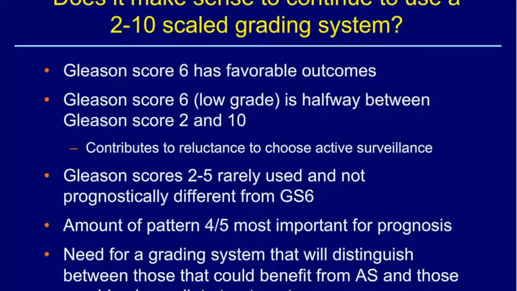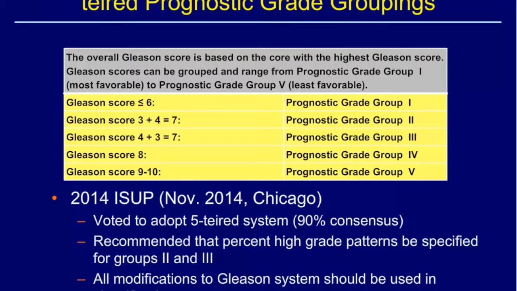And remember those tiers that I looked at, Gleason 6 or below, could be defined as prognostic grade group 1. 3 plus 4 is 2. 4 plus 3 is 3. 8 is 4. And 9 to 10 is 5. In other words, as you progressively increase the relative amount of Gleason patterns 4 and 5, those affect the prognostic groups. This was received favorably and, in fact, voted to a 90% vote of consensus to adopt this pattern.